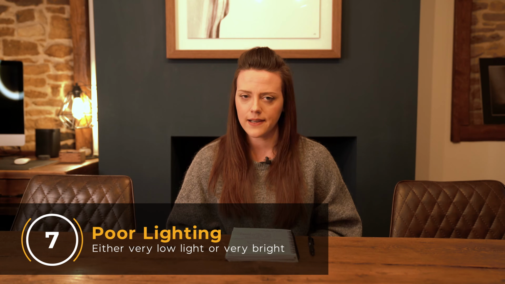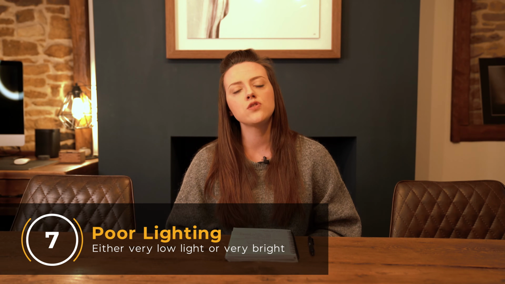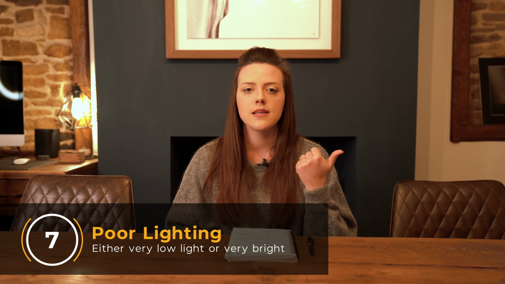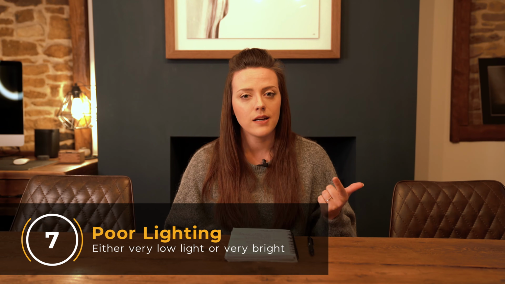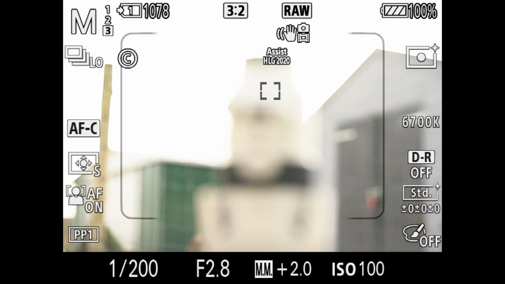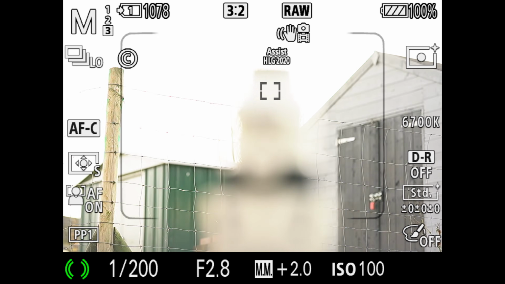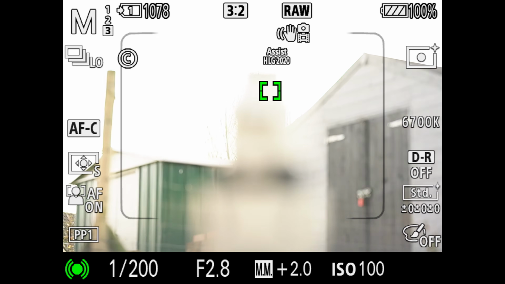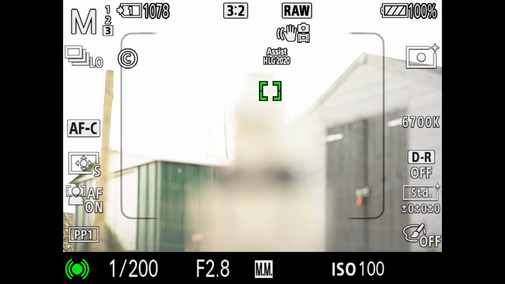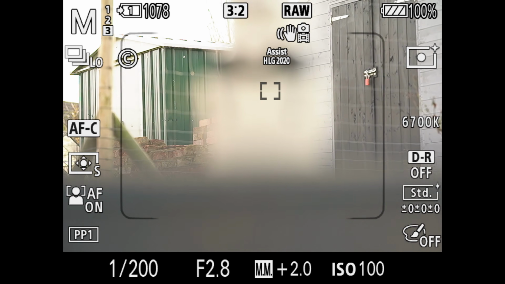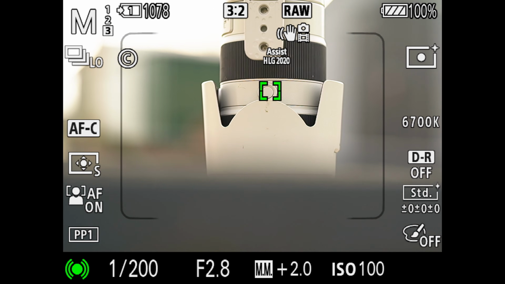So the next issue that most people do come into contact with at some point is light issues. Your camera will struggle to focus in very low light and also in very harsh backlight. So if there is a very, very bright light coming at the camera lens from behind the subject, then in that situation, the camera will sometimes struggle to acquire focus. That usually happens at sunset and in the morning. If you position your subject directly in front of the sun, then you're going to have an issue there.